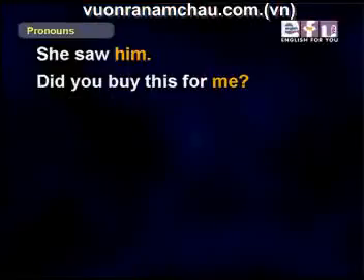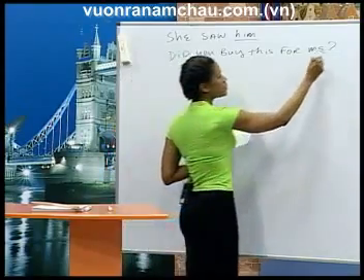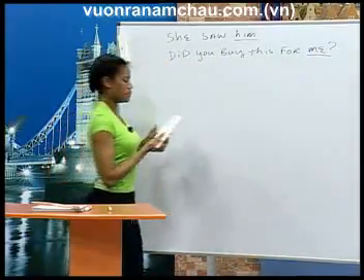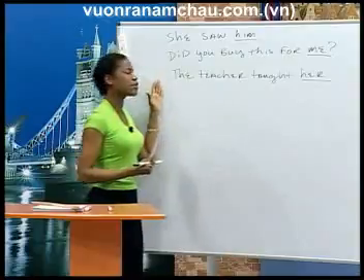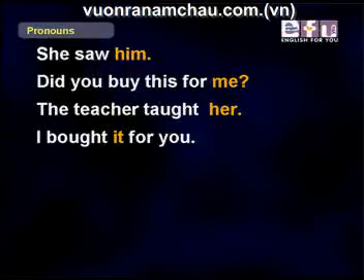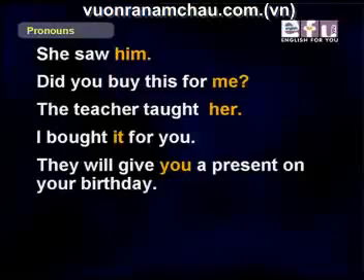Next example. Did you buy this for me? Okay, object pronoun is me. Did you buy this for me? The teacher taught her. Okay, object pronoun is her. The teacher taught her. I bought it for you. It, object pronoun. I bought it for you.